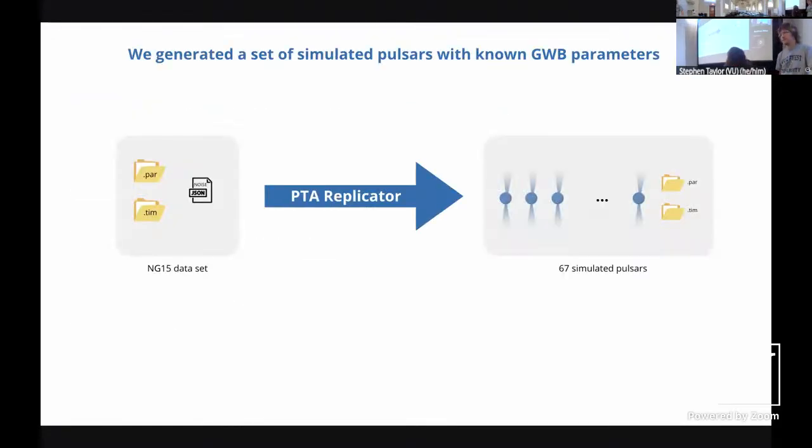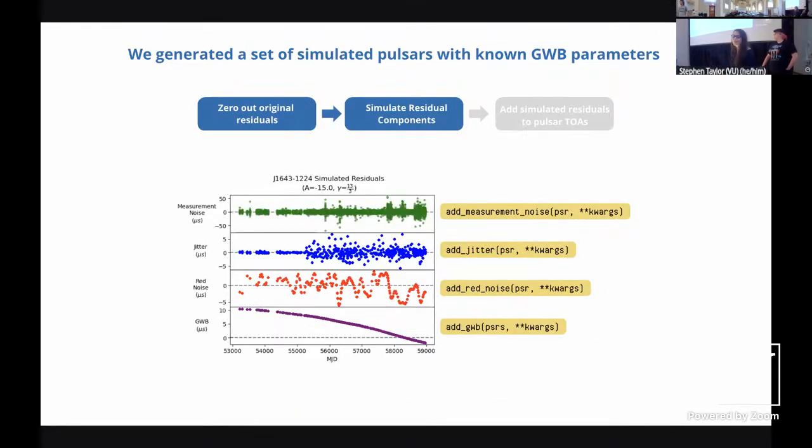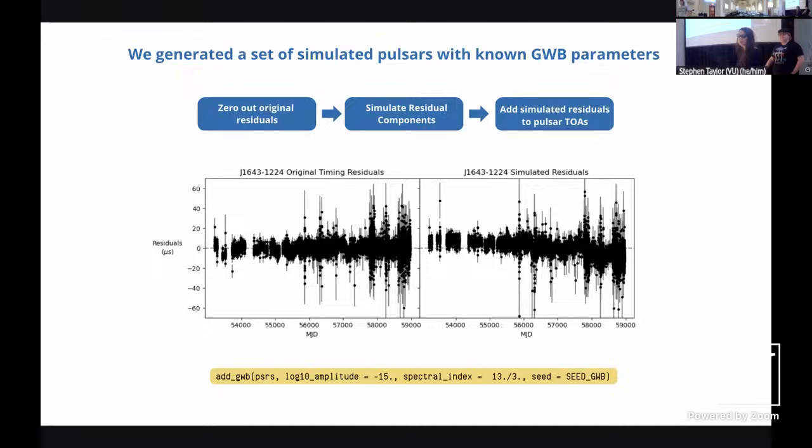As just said, the first step was to generate the simulated data starting from the NG15 dataset. The first step after having imported the files was to zero out the original residuals, and we used the make ideal function. You can see the comparison between the original time residuals and the residuals after the zeroing. The next step was to simulate the residual components, adding the measurement noise, the jitter, the red noise, and the gravitational wave background. And then the last step was to add the simulated residuals to the pulsar times of arrival. And there is the comparison between the original time residuals and the simulated residuals.